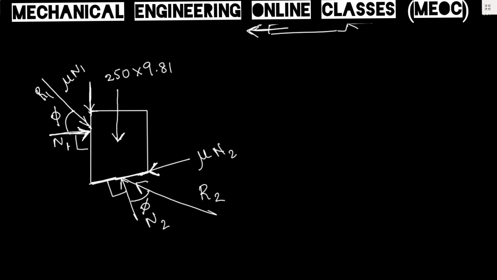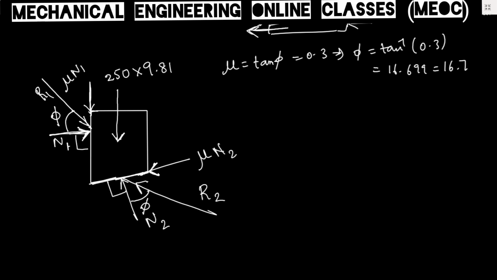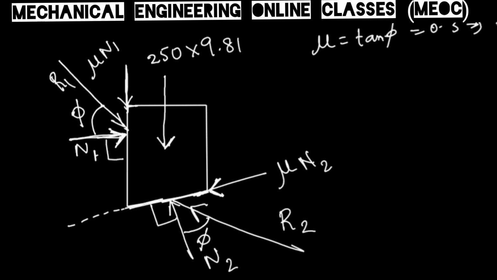So let us find the value of phi, because mu is tan phi and mu is given as 0.3. Phi is tan inverse 0.3, which comes out to be 16.699, so I am rounding it off to 16.7 degrees. So phi is 16.7 degrees. And here the wedge angle, meaning the inclined plane, is at an angle of 10 degrees from horizontal. So this is 10 degrees. That means if I draw a vertical, this should be 10.